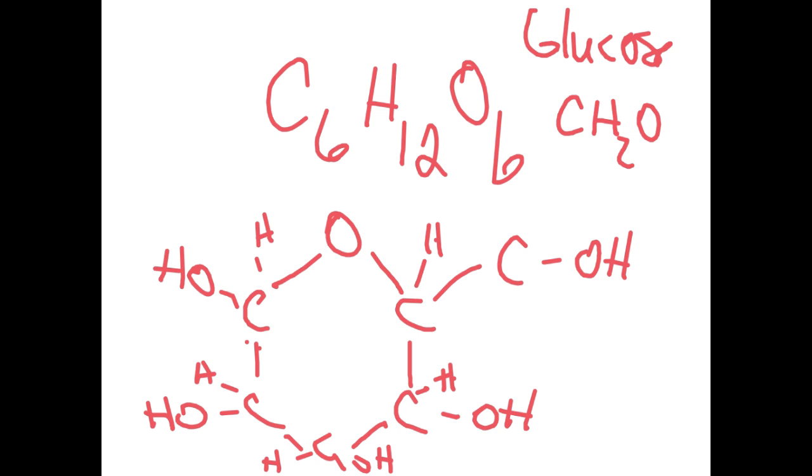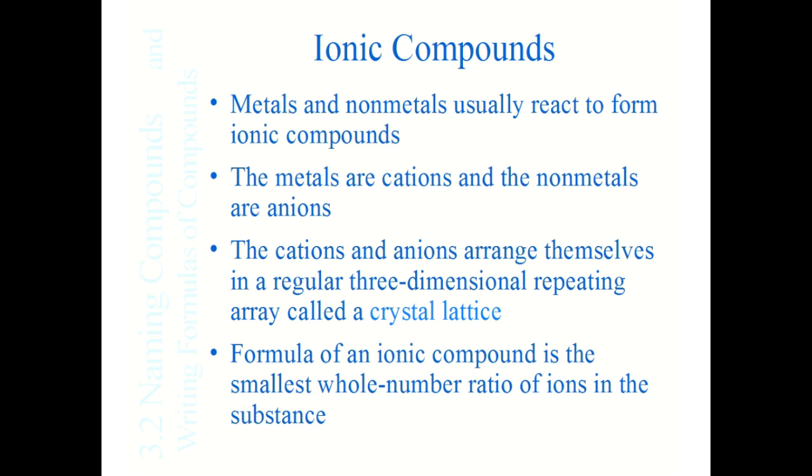So empirical formulas are written for ionic compounds. Covalent compounds, I have to write in their molecular form as their formula. Because this thing is just a big molecule that's all stuck together. It doesn't come apart. It's not ionic. It just remains as it is like this.